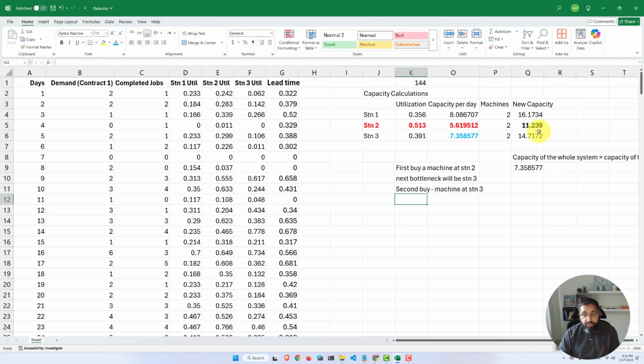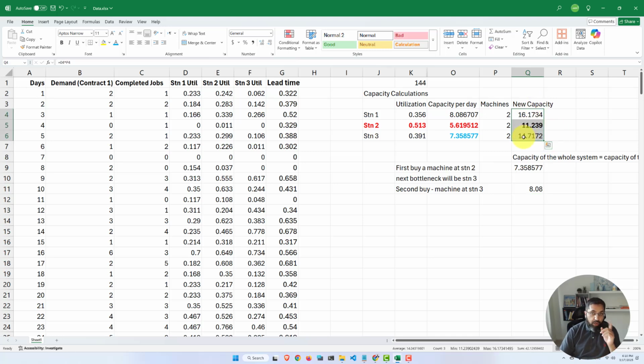When you do that, that will go to capacity of 14. Then you're at 8, 11, and 14. So the lowest is 8. So your capacity of the system then will be 8.08. Okay. And then as the demand creeps up to 8, then you'll have to buy a machine at station 3. And now you'll be at capacity of 16, 11, and 14.